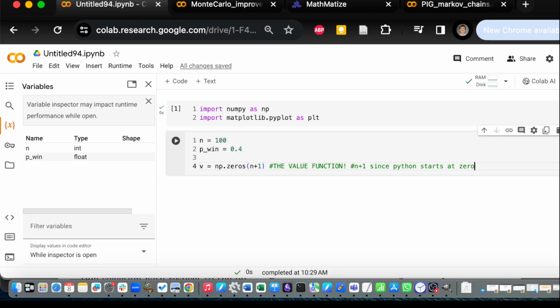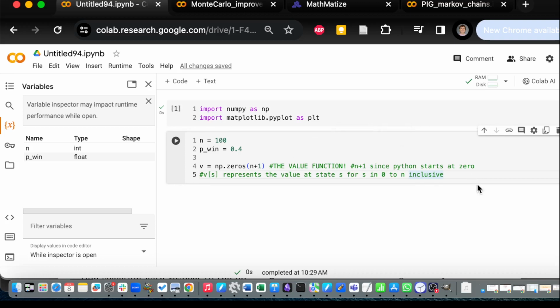Okay, so v of s represents the value at state s for s in 0 to 100 inclusive. And by making it n plus 1, it works. I guess 0 to n inclusive. So there's n plus 1 total states because we're including 0. I'm also going to initialize one entry here.